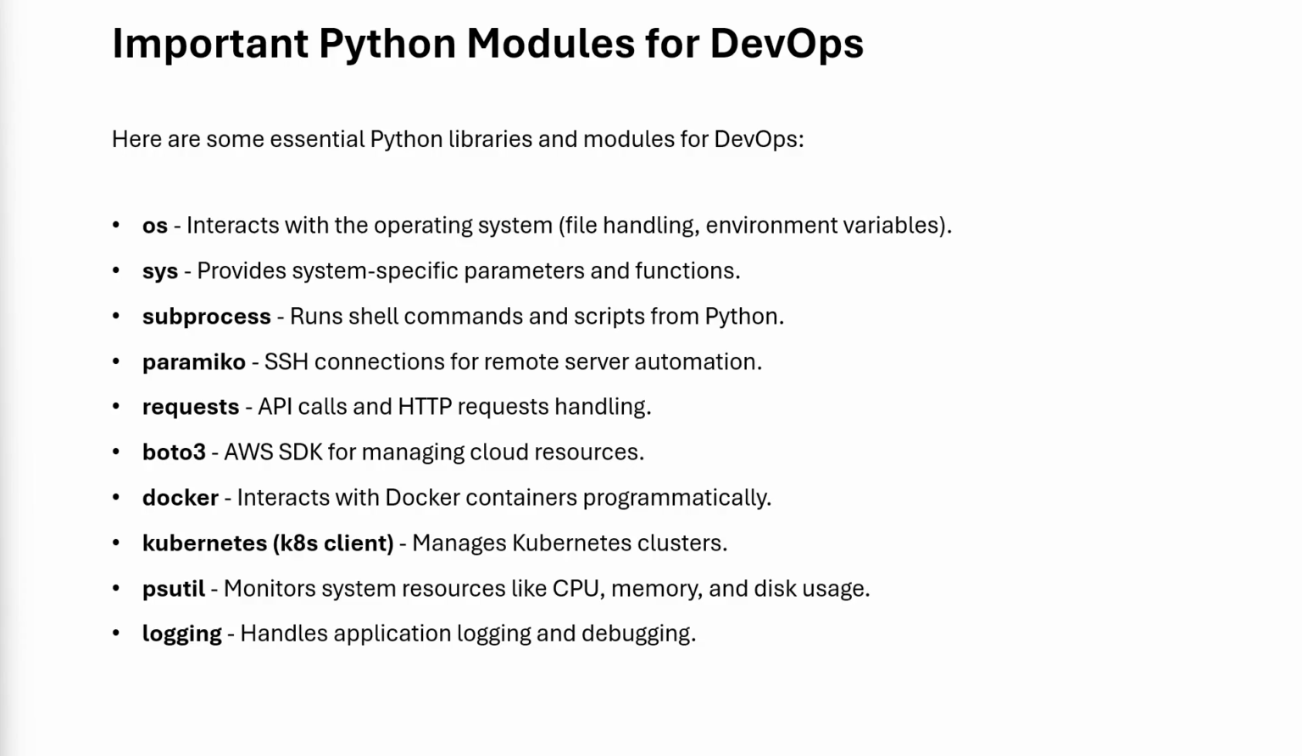So all these things can be handled using the requests module. And we have a most important module, Boto3. For example, if you want to work with any of the AWS resources, you can use Boto3. This is officially supported by AWS as well.